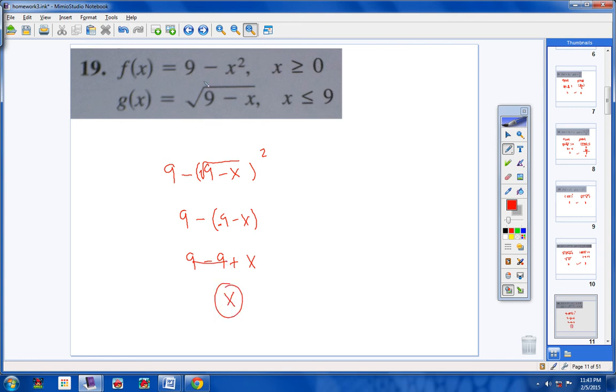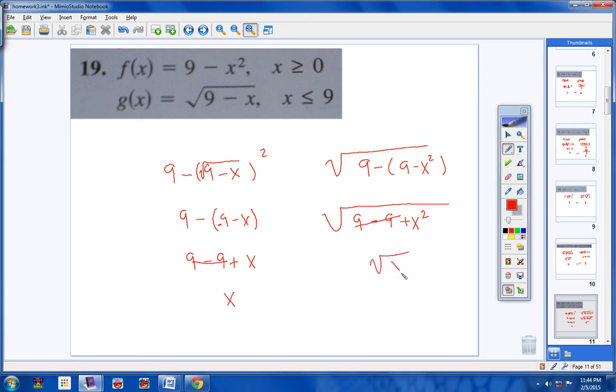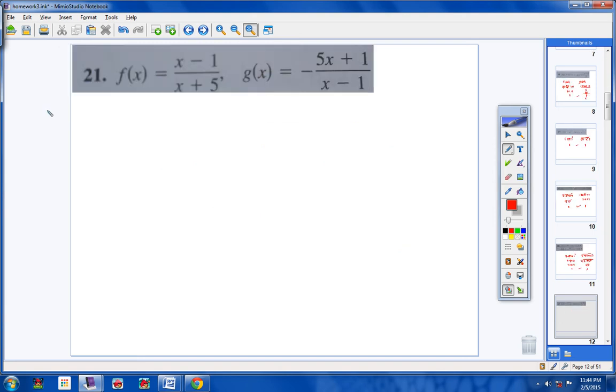Now, let's do g of f of x. So take your g function, and everywhere there's an x, we're going to put a parentheses. Now pick up your f function and put it right in here. 9 minus x squared. Alright, now, watch your signs carefully. We have 9 minus 9 minus a negative x squared. And of course 9 minus 9 cancels out, leaving you with the square root of x squared, which is x. Okay, so it checks. Alright, moving on to number 21.